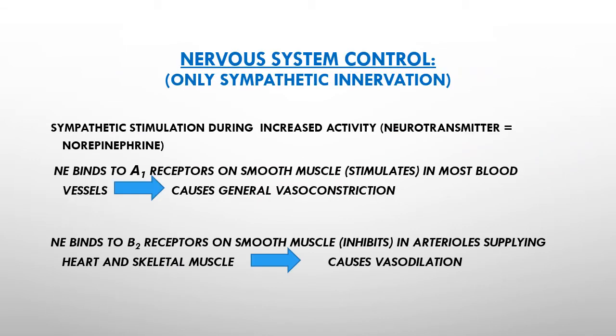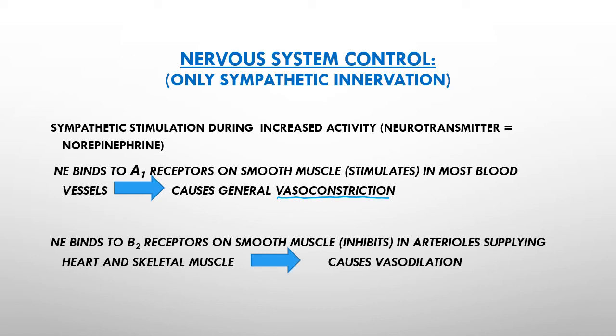Some of this is going to be coming from our neurotransmitters themselves. And so we have our sympathetic nervous system for things like this. And so sympathetic stimulation is going to increase our vasoconstriction, increase blood pressure, things like that. So that's going to allow for that. So norepinephrine is going to bind to alpha-1 receptors on smooth muscle in the majority of our blood vessels, and that's going to cause our vasoconstriction.